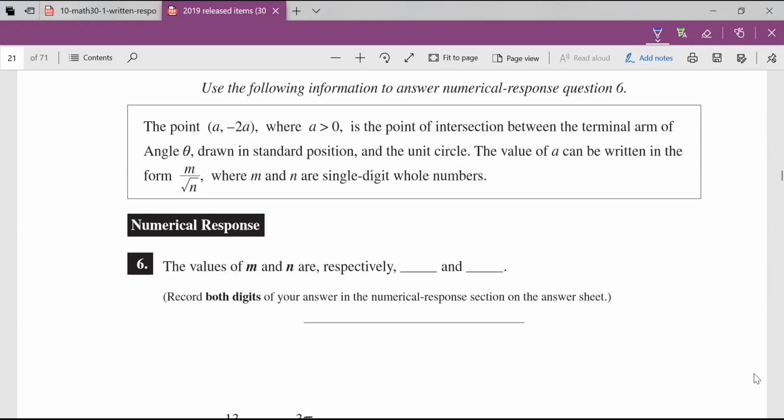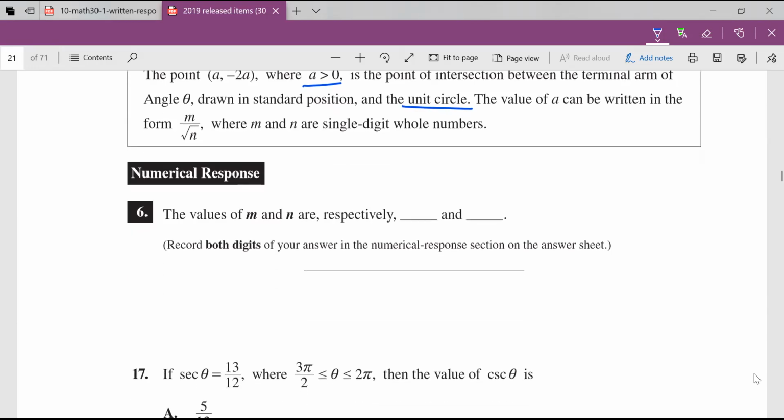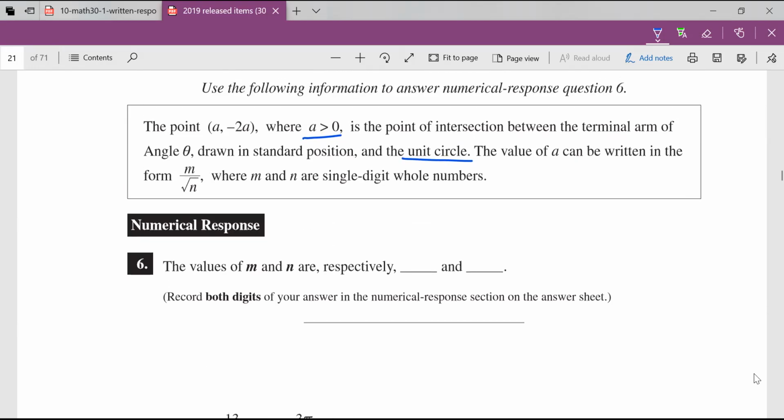Okay, here's another one. We've got some given point where A is greater than 0, the point of intersection between the terminal arm of angle theta drawn in standard position on the unit circle. And the value of A can be written in the form m over root n. Okay, no idea what any of that means, right? Like, what the heck is this question trying to ask me? Well, I don't know, so if I don't know, start trying something.